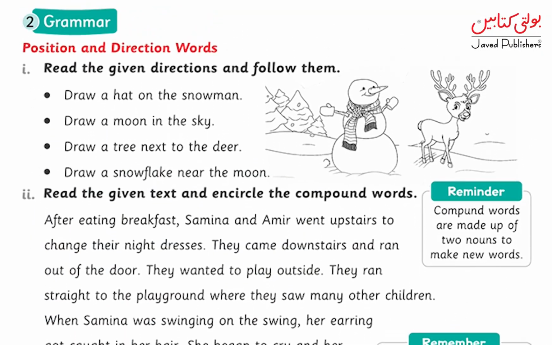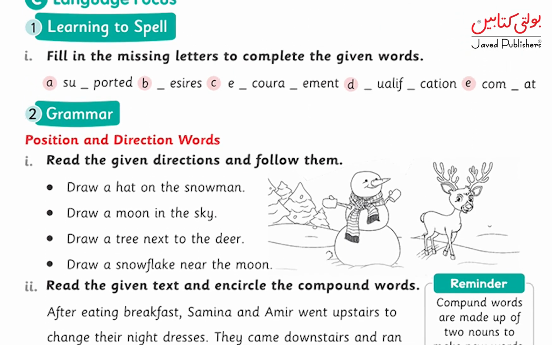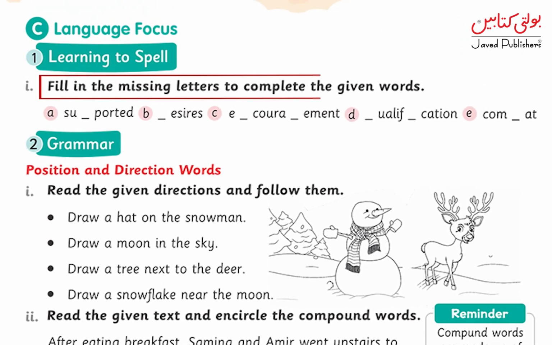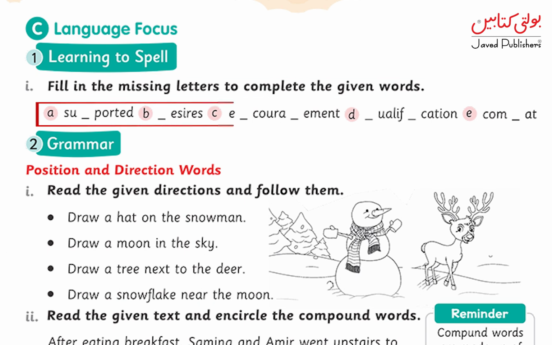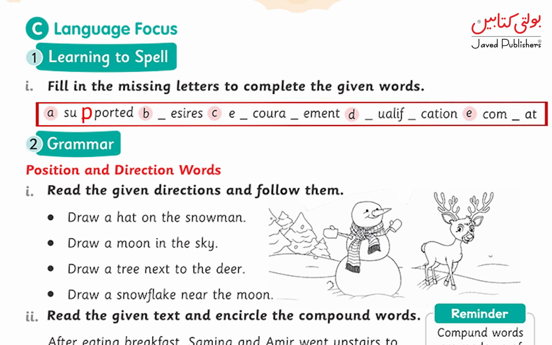On page number 54, we have spellings. So let's fill in the missing letters. The first spelling is supported, missing letter is P. Second word is desires, missing letter is D. Third word is encouragement, missing letter is N and G. Fourth word is qualification, missing letters are Q and I. And fifth word is combat, missing letter is B.